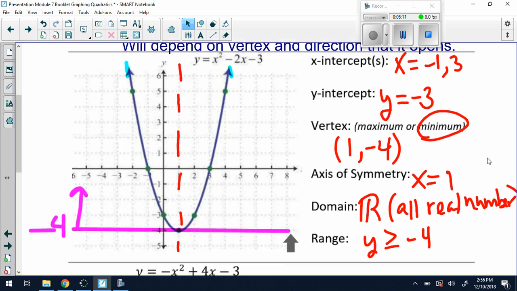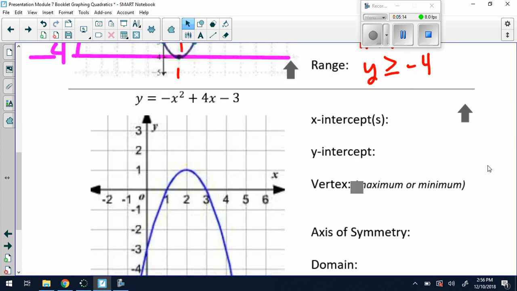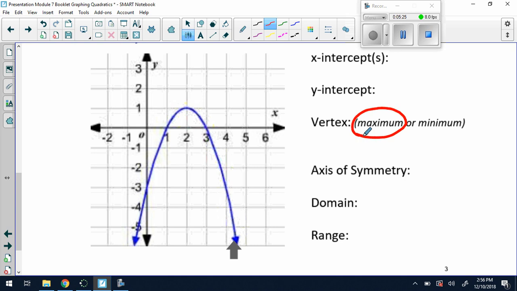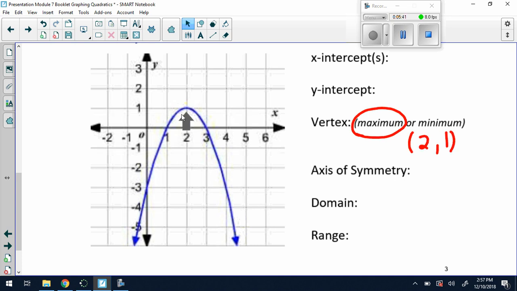Let's look at our second example. Notice this time my parabola is opening down. Now, that does a couple of things for us, including that means our vertex is now a maximum. Your vertex is the highest point on the graph. The value for the vertex is (2, 1). So I went to the right 2 and up 1. So that's my vertex, and it's our maximum. It's the highest point.